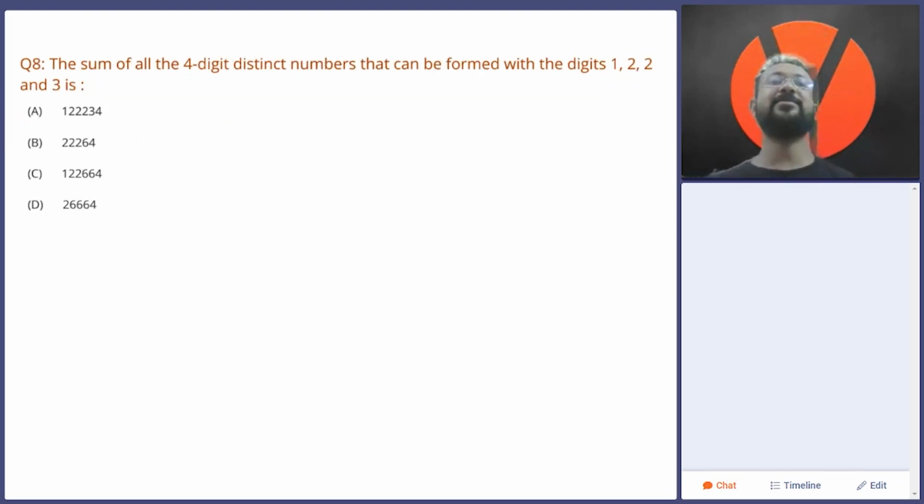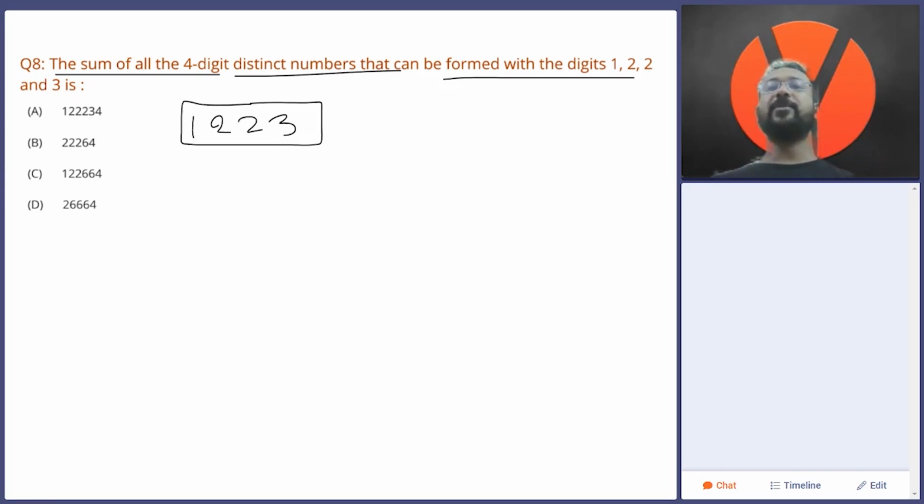Okay. Now what does it say? That's a very common, beautiful question. It says the sum of all 4-digit distinct numbers that can be formed with the digits 1, 2, 2, 3. Means if I go on permuting them, what will be the sum? Correct, sir. So 1, 2, 2, 3. It's a 4-digit number, right? So ones, tens, hundreds, thousands.